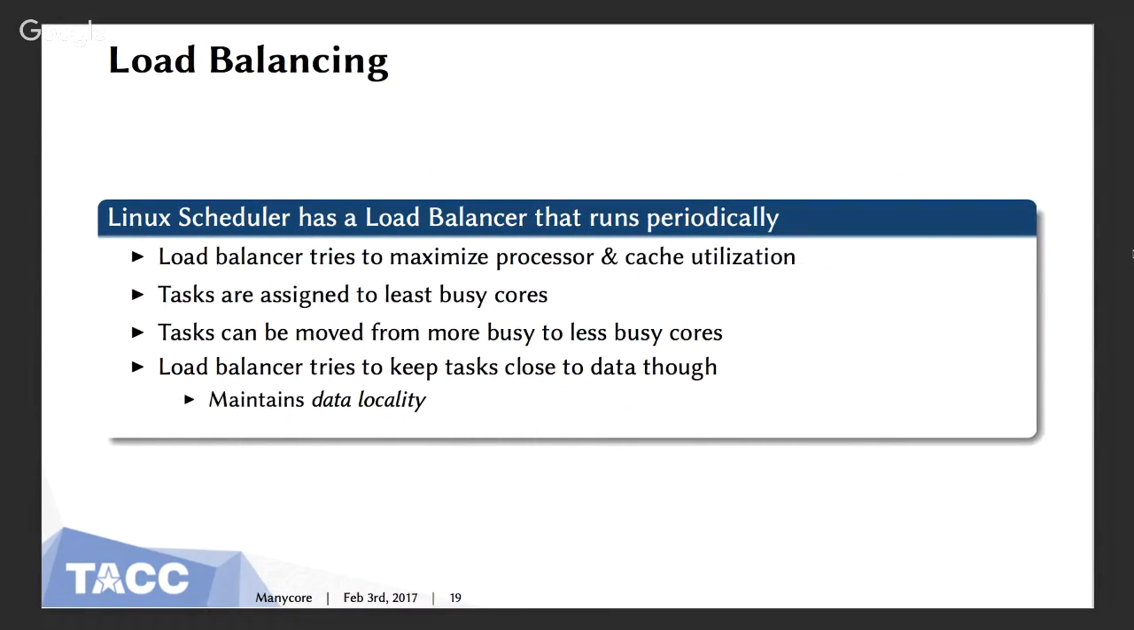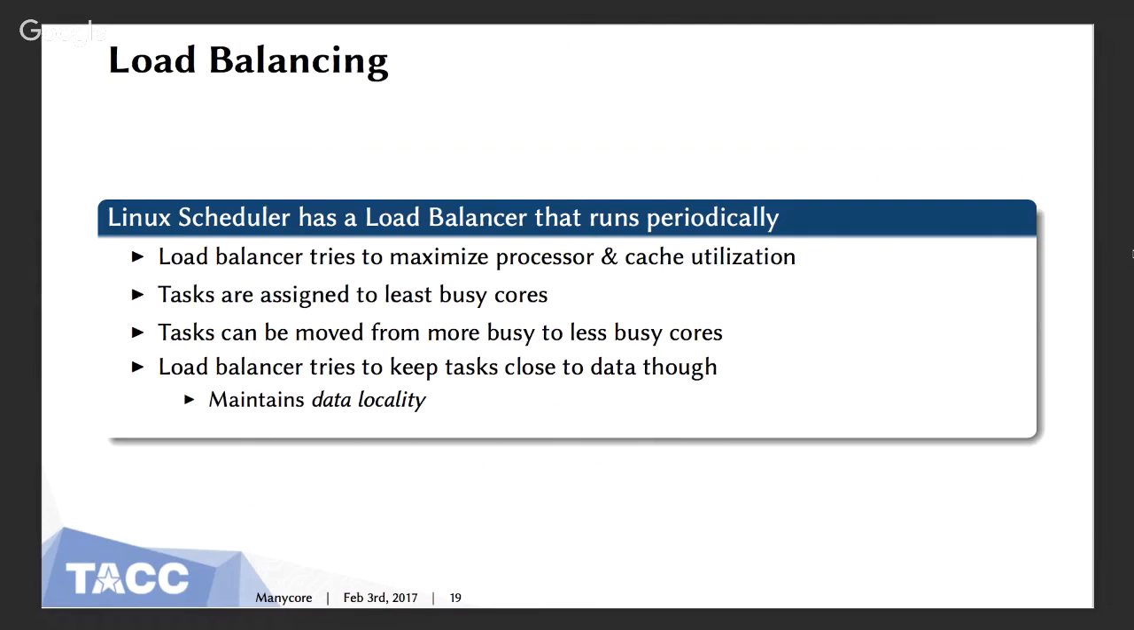So the Linux scheduler has a load balancer. It's run periodically. It's not run all the time because it's a relatively expensive operation. But what it tries to do is maximize the processor and cache utilization. It doesn't want any cores to be idle. If there's extra cache somewhere, it'll want to place tasks on cores that are attached to that cache. So the idea is tasks can be moved from more busy to less busy cores. If I have 10 tasks running on core 0, and no tasks running on core 1, it'll shift 5 of those tasks over to core 1.